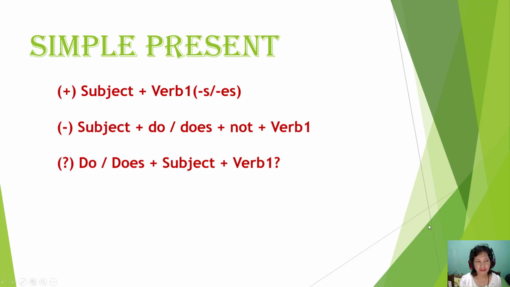Look at this pattern. The positive is subject plus verb 1, added with S or ES. The negative is subject plus does not plus verb 1, and the question is does plus the subject plus verb 1. Look at the verb here for the negative and for the question. It is the base form. It is not added with S or ES because that has been taken by does here. So this is the pattern.